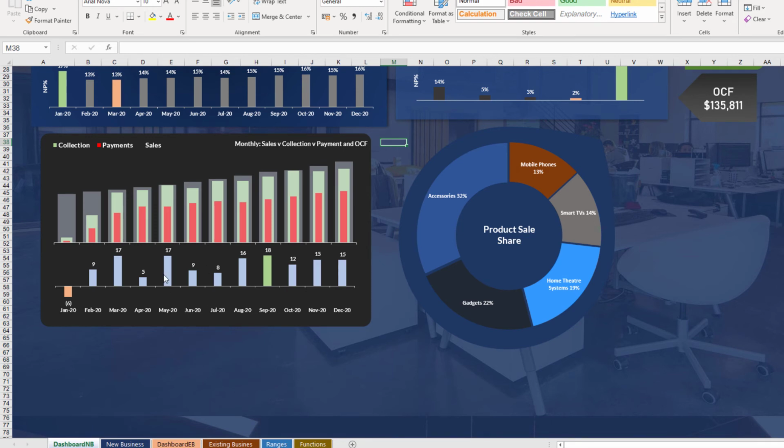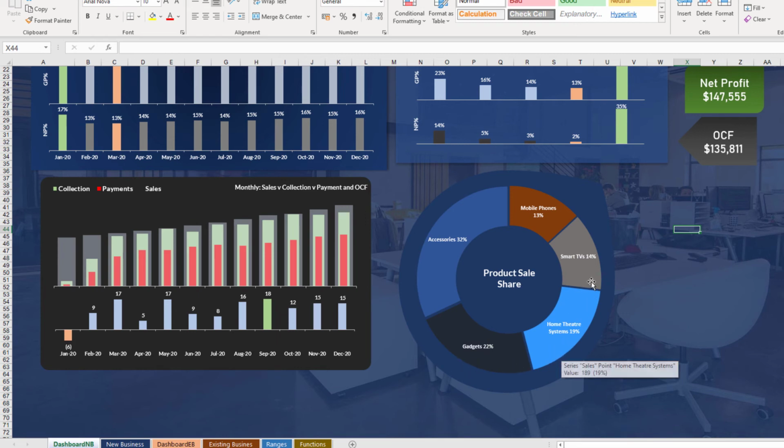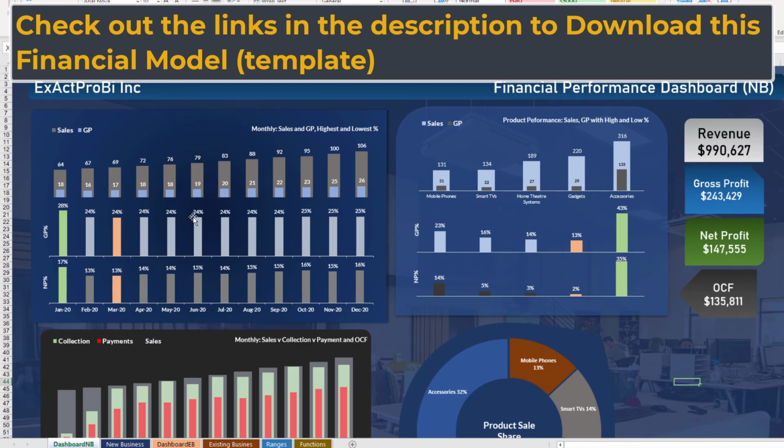So this is how this overall dynamic chart is working, and this particular chart is for the product distribution. This donut chart shows how much each product is contributing to our overall sales. As you can see here, our highest sale section is for accessories, followed by gadgets, then home theater system, then smart TV and mobile phones. You can use other charts as well, it's all up to you, but in this particular scenario I have created this kind of chart.